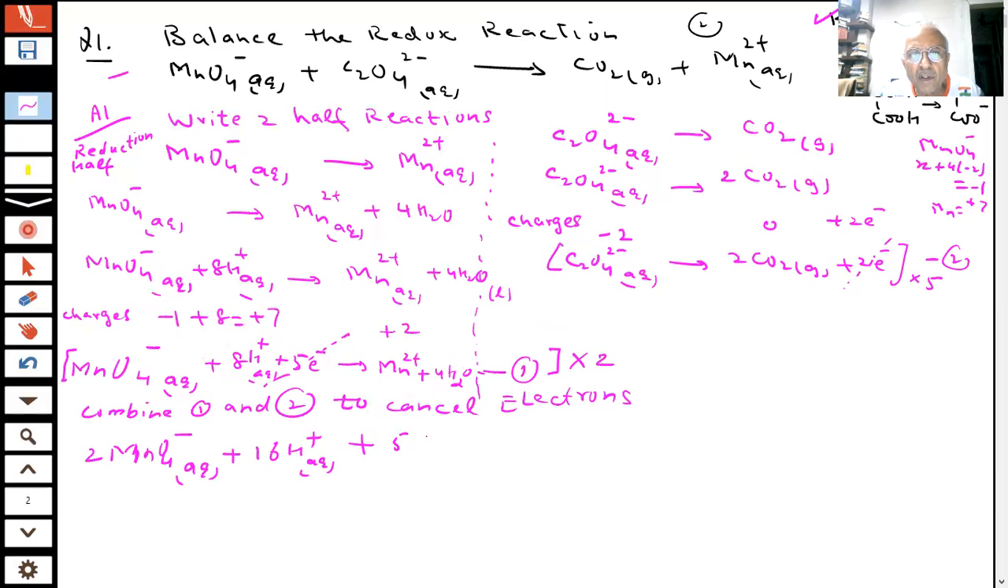5 C2O4 2 minus. What is the product? It makes 10 CO2. Sorry, 2 Mn 2 plus, and 10 CO2. And how much plus water? 8 H2O. Now you will check whether it is balanced or not.